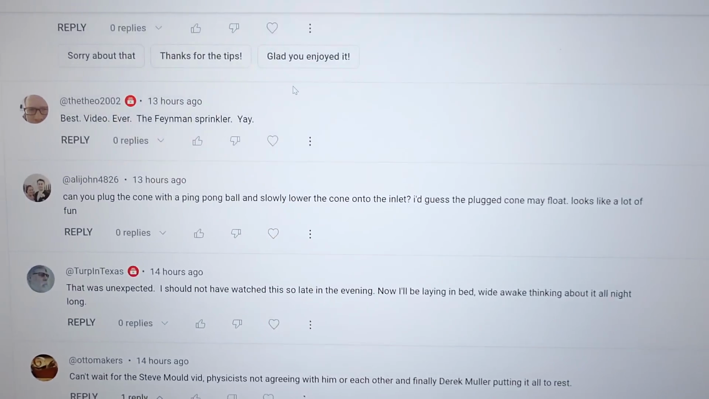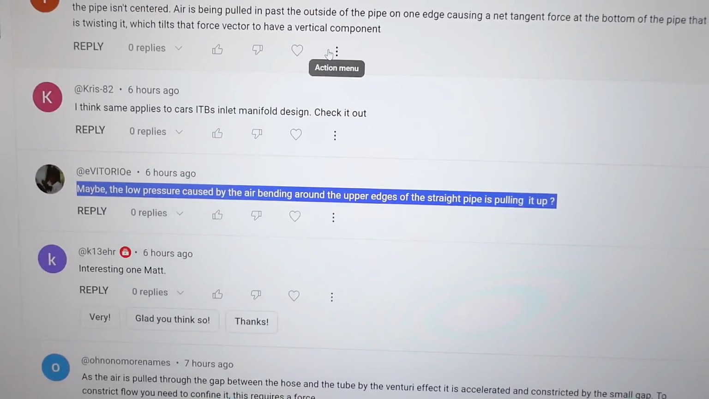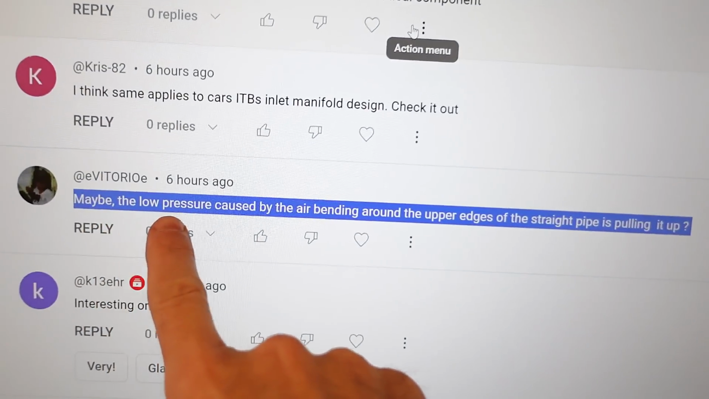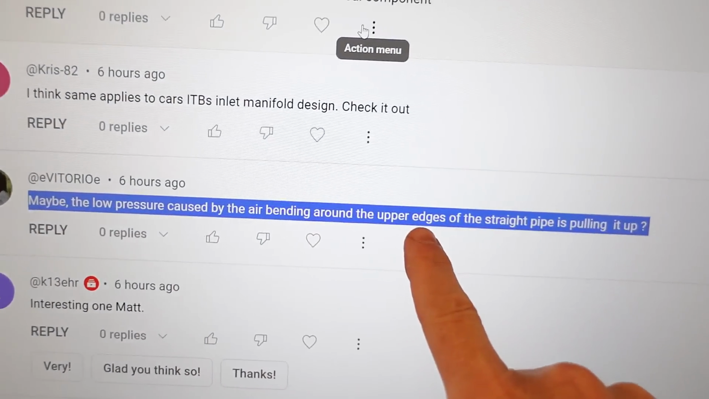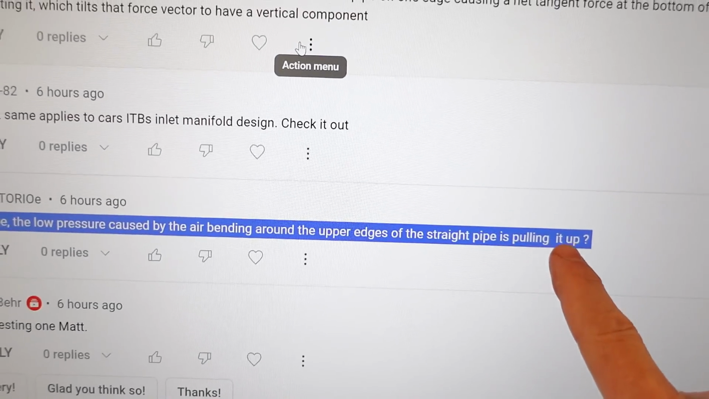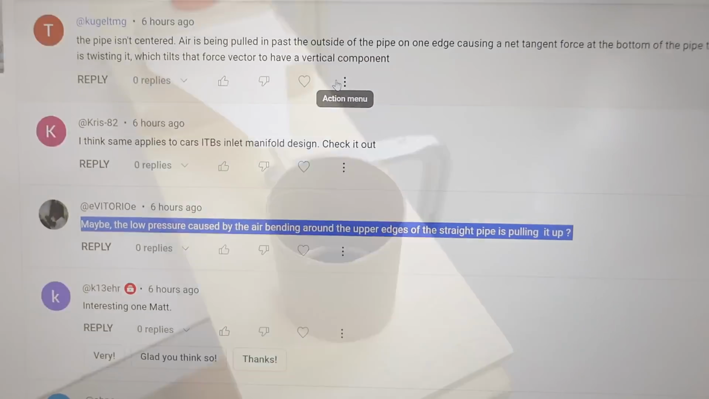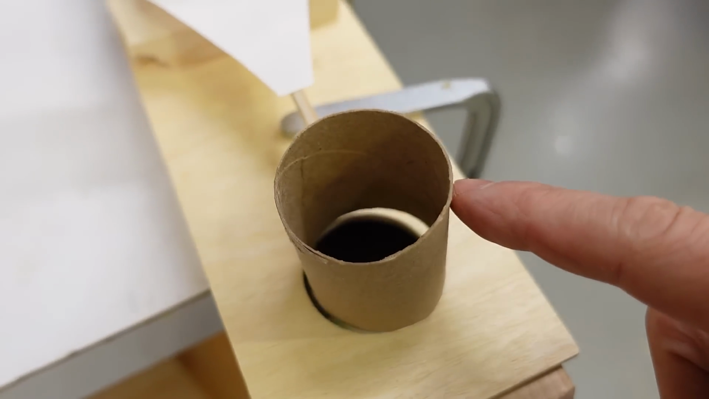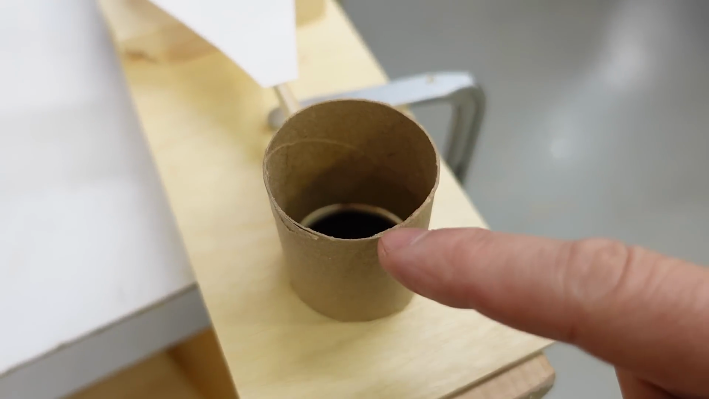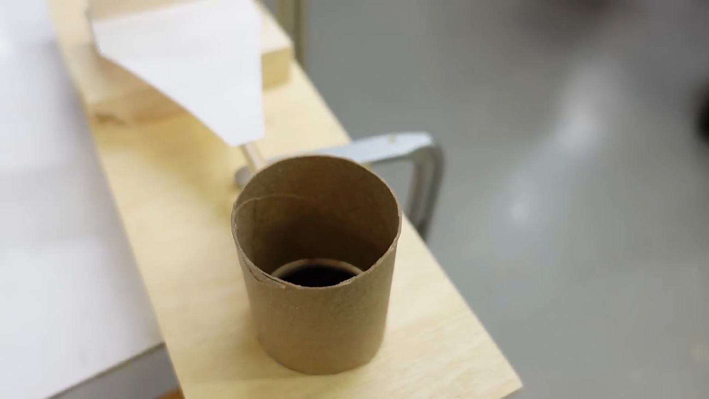And of all the complicated answers, this one: maybe the low pressure caused by the air bending around the upper edges of the straight pipe is pulling it up. Maybe that's it. The wall thickness of this toilet paper roll is, after all, 0.5 millimeter, and if the edge is a little bit messed up, effectively it's thicker.